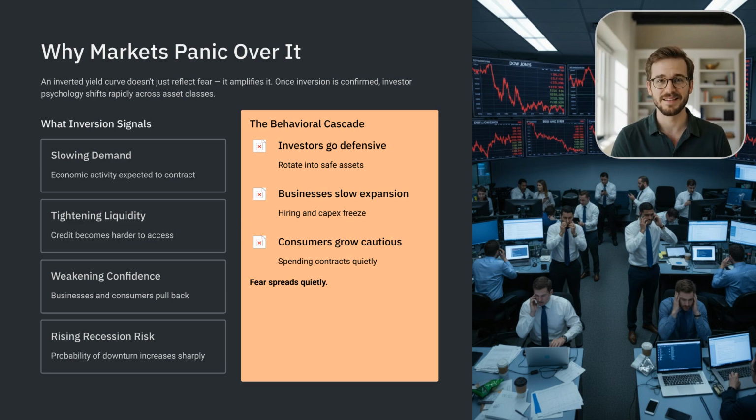Once inversion happens, fear starts spreading across the financial system, because inversion signals four dangerous things simultaneously: slowing demand, tightening liquidity, weakening confidence, and rising recession risk. And psychology matters enormously in economics. When businesses become fearful, they slow hiring. When consumers become fearful, they reduce spending. When investors become fearful, they rotate into safer assets. This collective caution starts slowing the economy in real time. So the yield curve doesn't just reflect fear, it amplifies it.